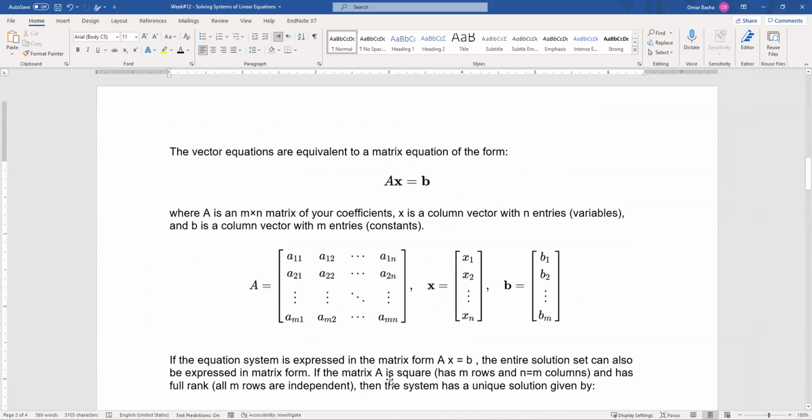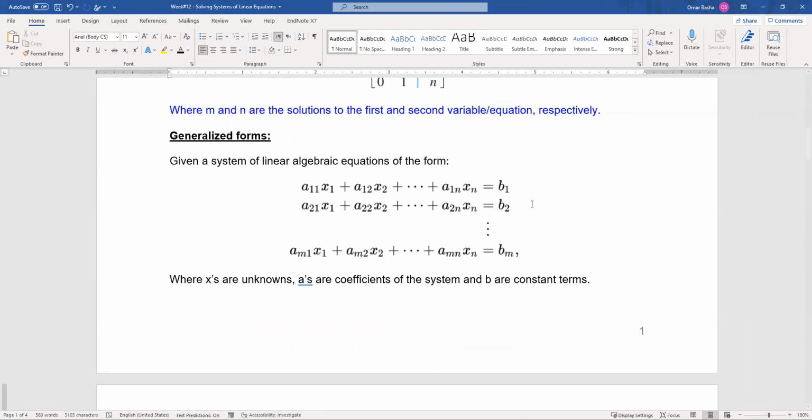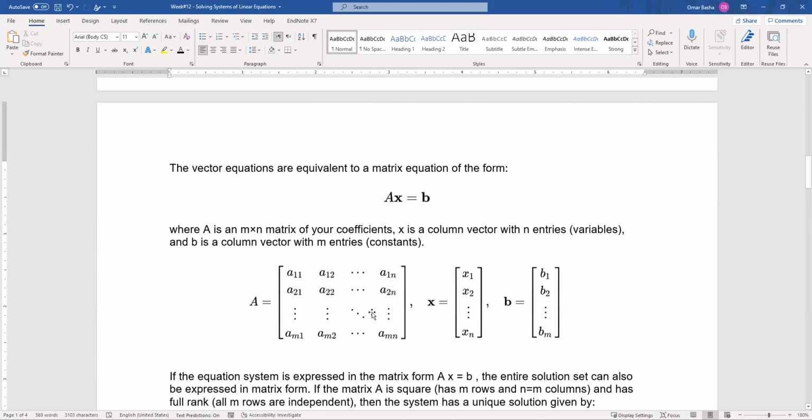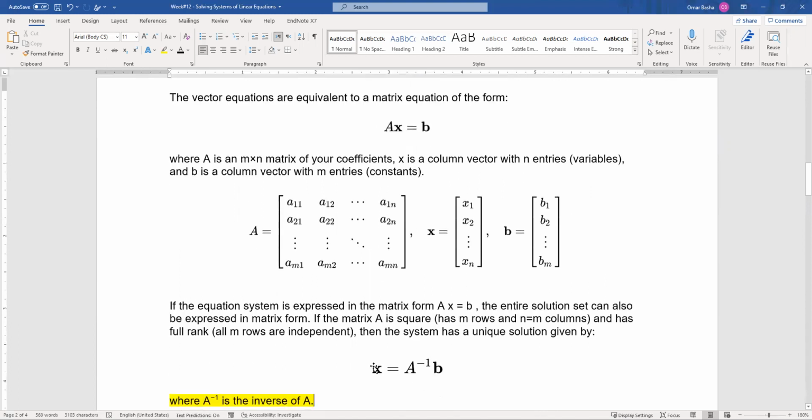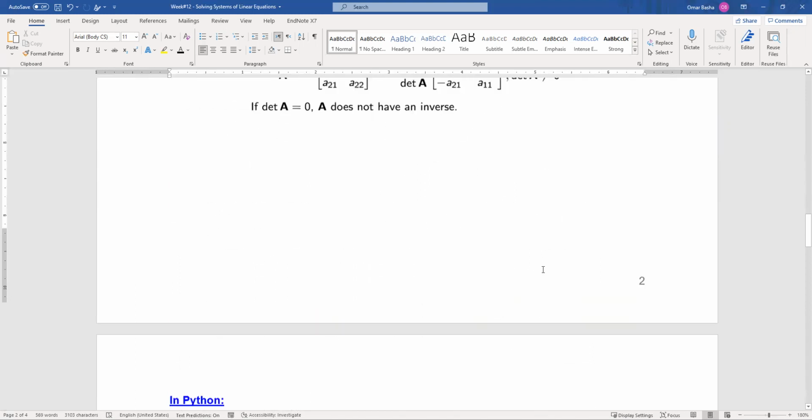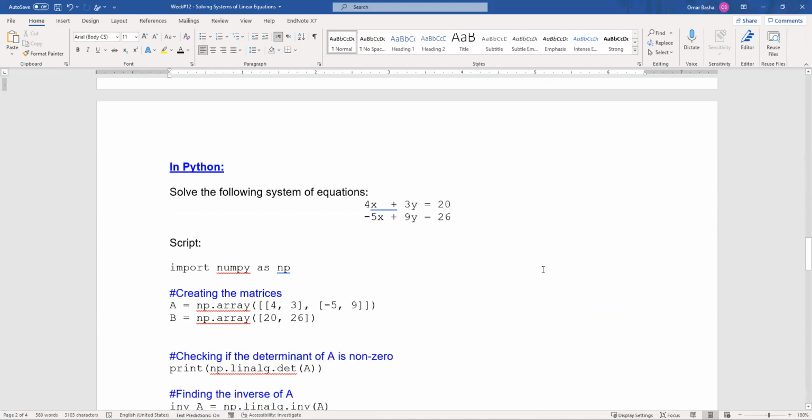So just to revise this thought, if you have a system of linear algebraic equations, I'm going to create two matrices. First one is A, containing all the coefficients. Second one is B, containing all the constants. And then to find the solution of these equations, I multiply the inverse of A by B. Okay, so let's try to do an example in Python now.